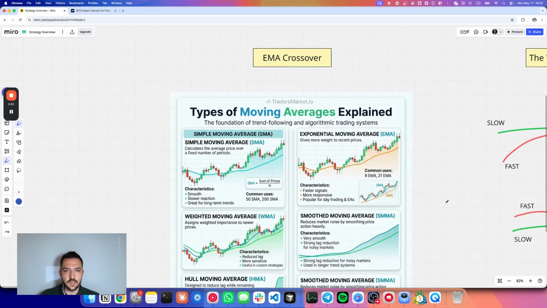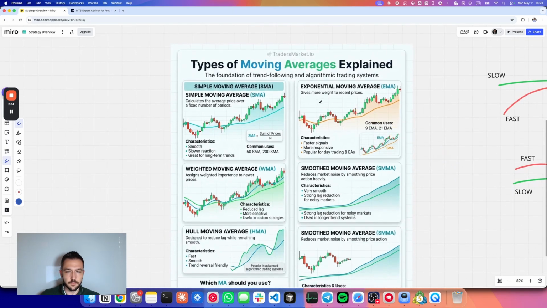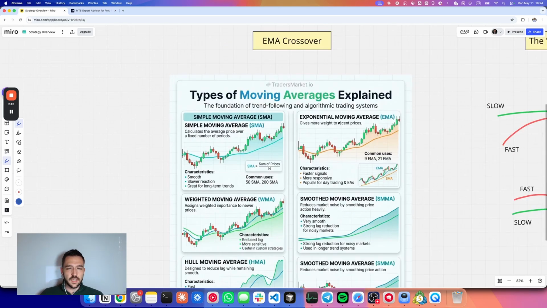Now, as you can see, there are many different versions of this moving average, and we're going to go over each one of them. The moving average means that it is averaging the movement of the price. So it is averaging how price moves up or down, and it gives you a better look at the long-term movement. There are a couple of popular ones.